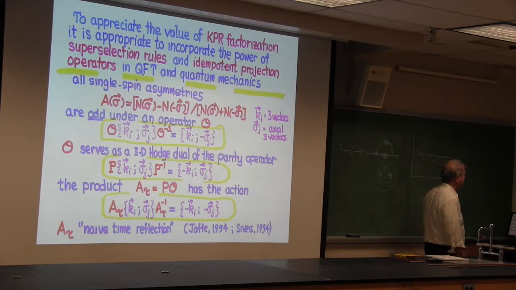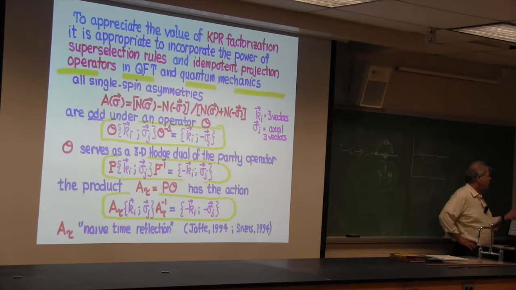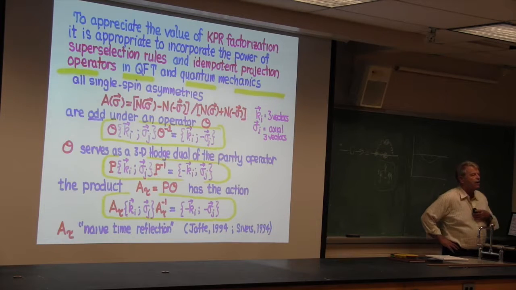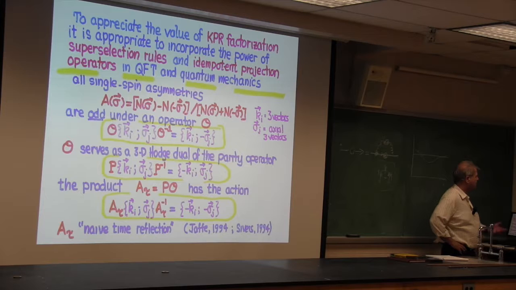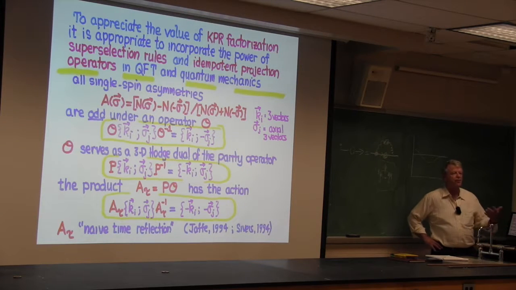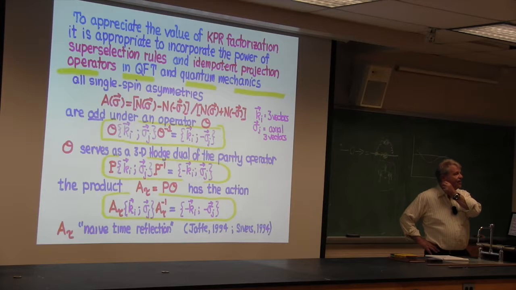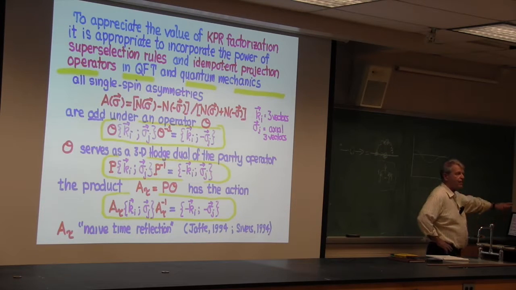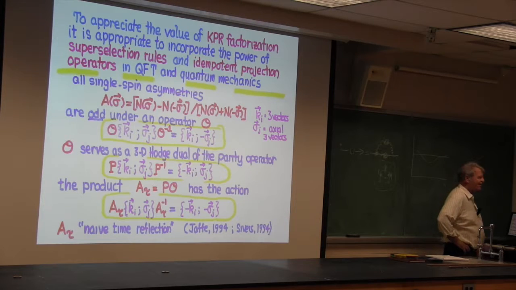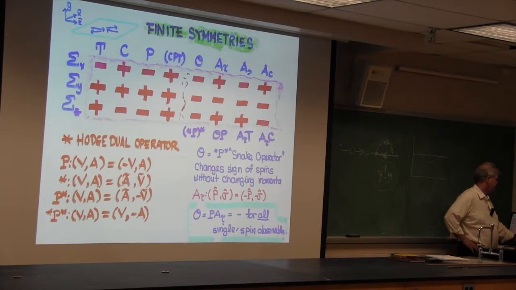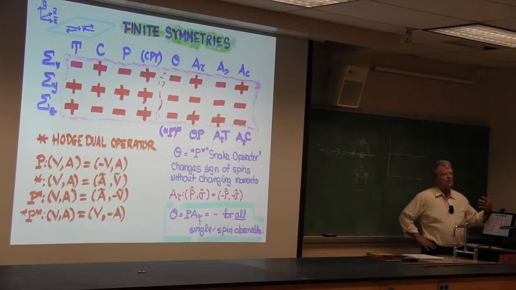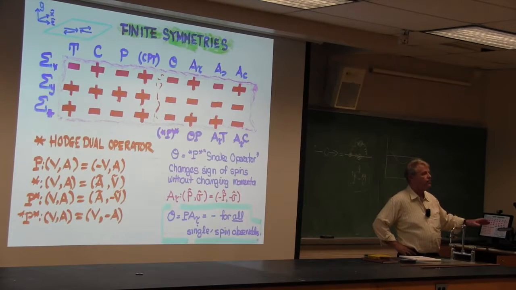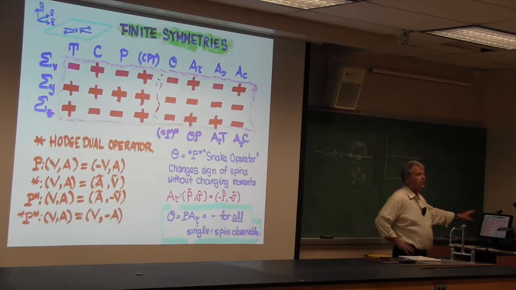And if you do that, obviously all single spin asymmetries are odd under that operator O, and the product A tau is parity times that operator, which can be called the snake operator because it replicates the Siberian snake that Derbenev and Kondratenko invented. They invented a way of changing the spin of a particle without changing any momenta. And so here are the symmetries that can be used to talk about doing physics beyond the standard model that are sensitive to single spin asymmetries.